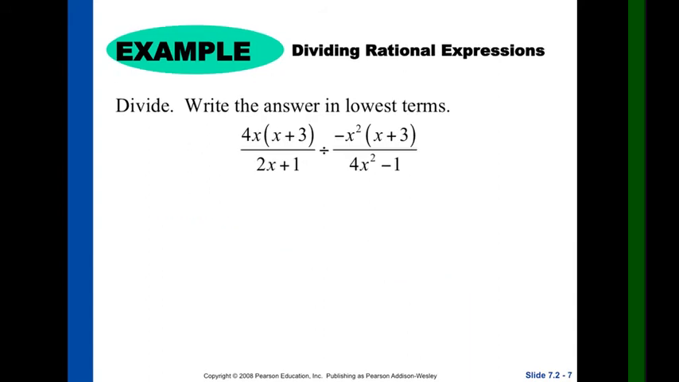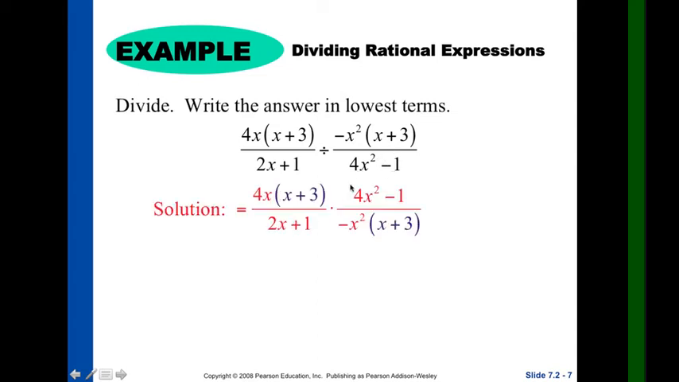And then, another example is 4x quantity x plus 3 over 2x plus 1 divided by negative x squared over x plus 3 times x plus 3, over 4x squared minus 1. So, for this portion, get the reciprocal. Ayan yung reciprocal natin. So, pwede na tayo actually mag-cancel dito. Okay? So, kung i-cancel na natin yan, pwede na.